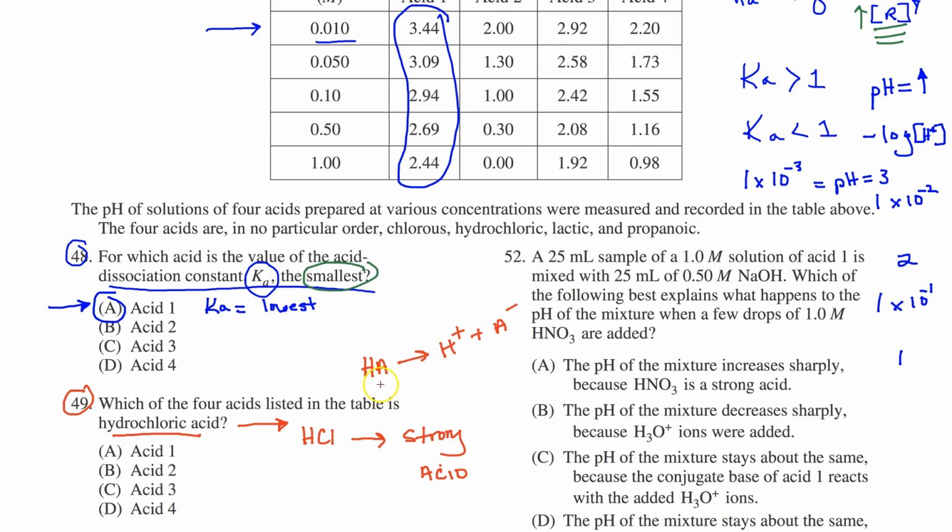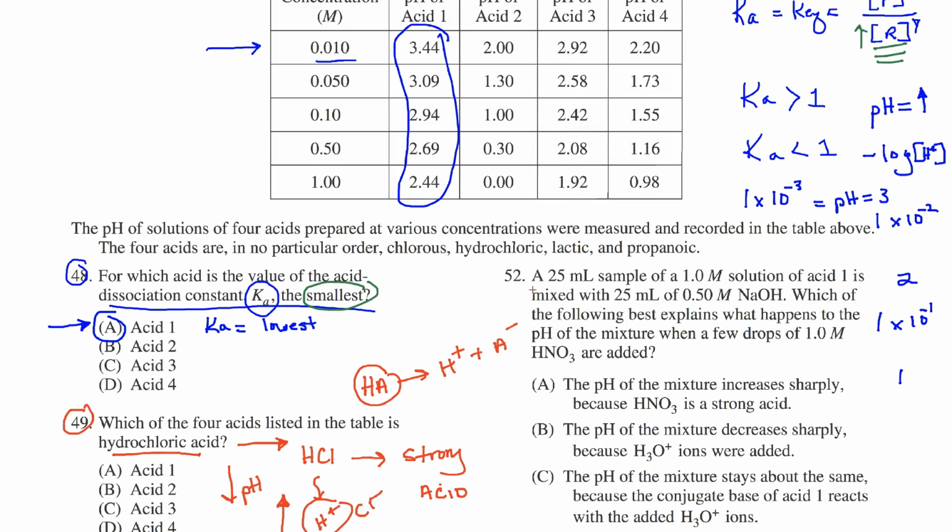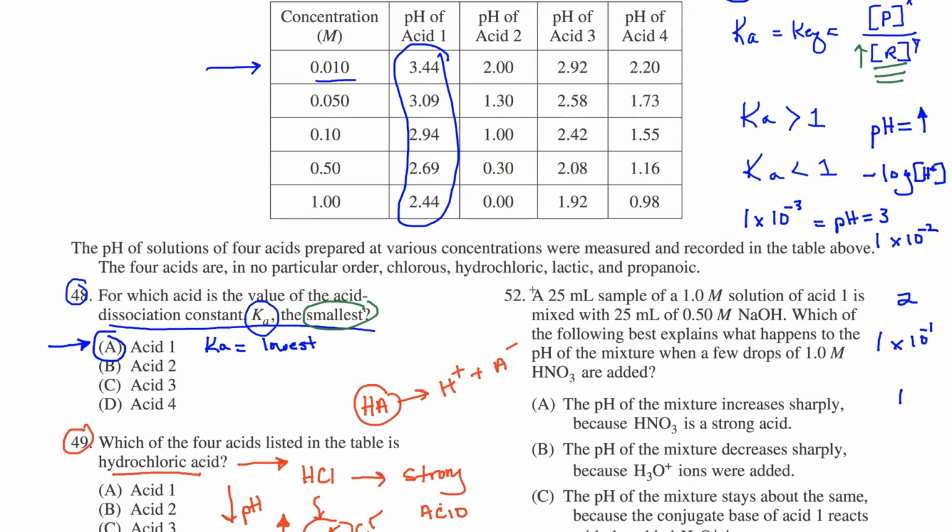So if every single hydrochloric acid molecule becomes an H plus and a Cl negative, we're going to have the largest amount of H pluses available per any other acid, so assuming the rest are weak, and therefore it should have the lowest pH. So if I look at my choices in my table, the one with the lowest pH looks like acid 2.